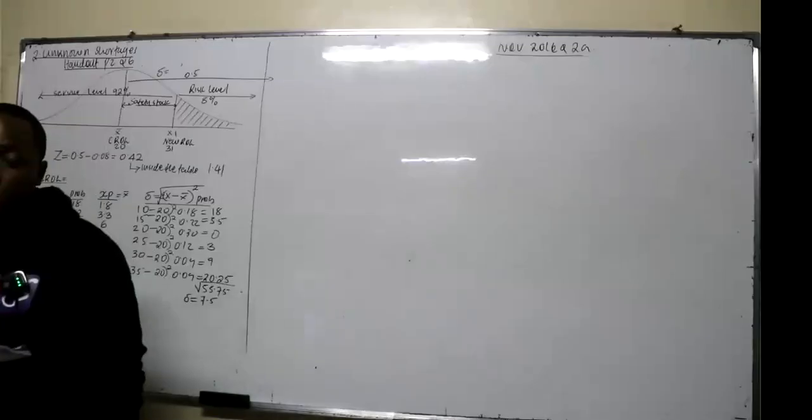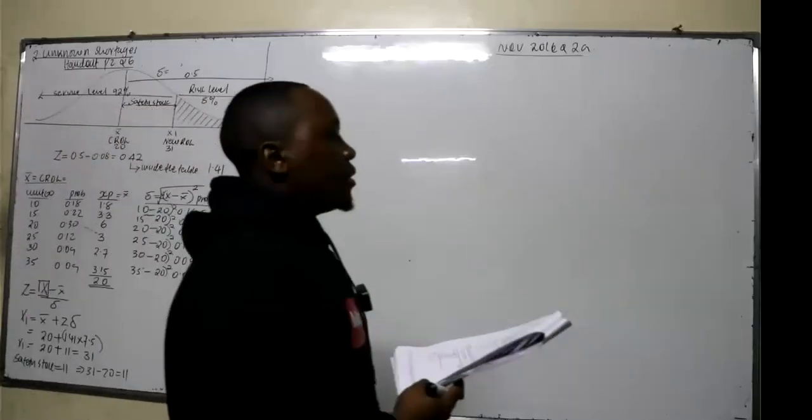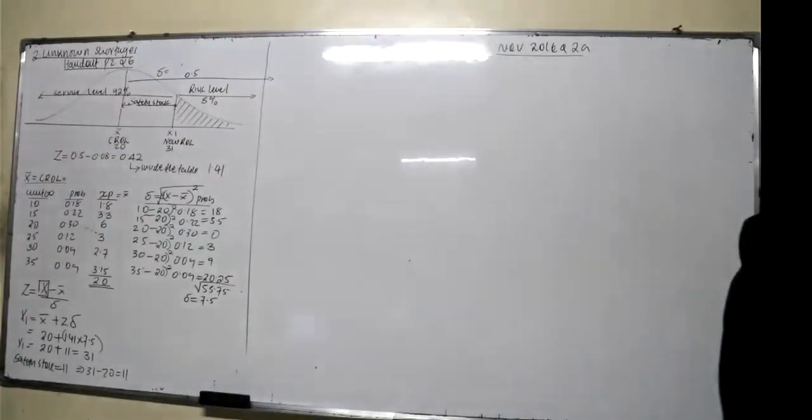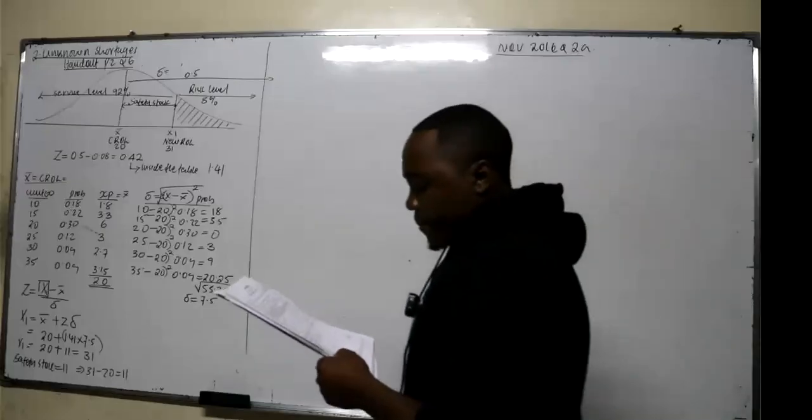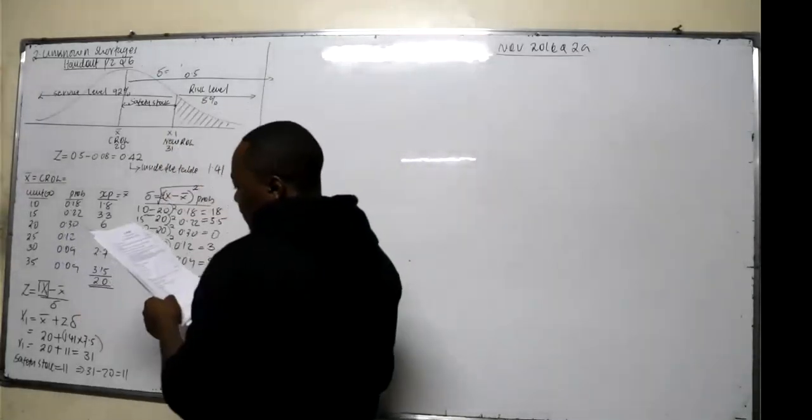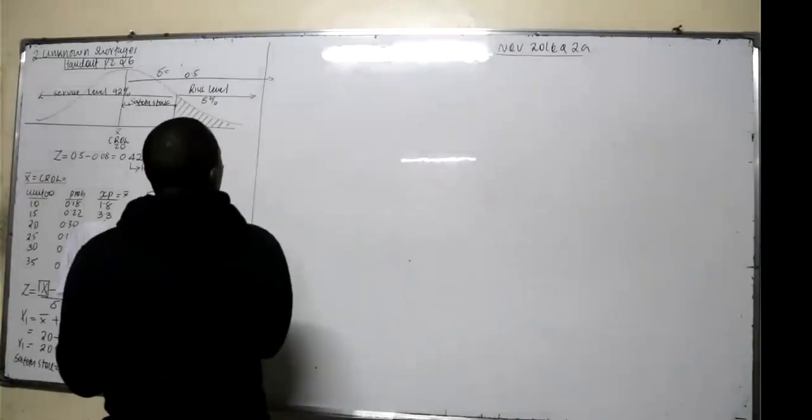Now, can you add the total frequency? Write that in your question paper, that the total frequency is 86. Then you are told that the company targets an 85% service level during lead time.